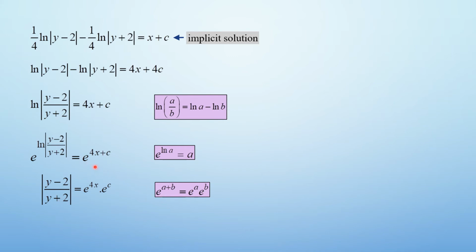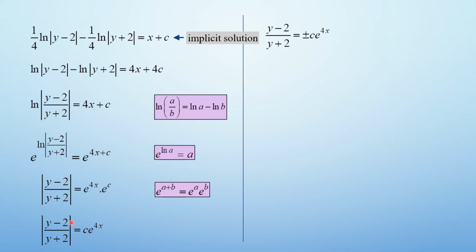e to the power of 4x plus c is the same as e to the power of 4x times e to the power of c. But we know that e to the power of c is a new c because e is a constant. A constant to the power of another constant gives a new constant, so this will become a new c. So c times e to the power of 4x can be rewritten as ce to the power of 4x. Okay? Now let us continue.